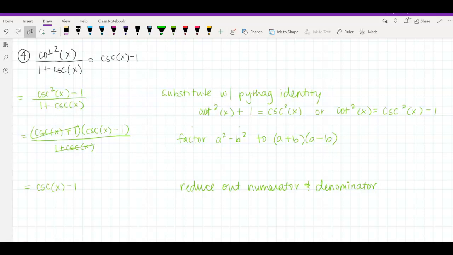Then cosecant plus 1 and 1 plus cosecant are the same thing because addition is commutative. So I can cross out the cosecant plus 1s. There's 1 in the numerator, 1 in the denominator. And that gives me what I'm looking for, which is cosecant minus 1.